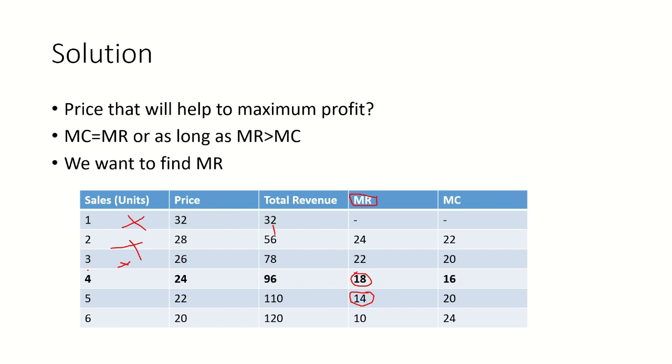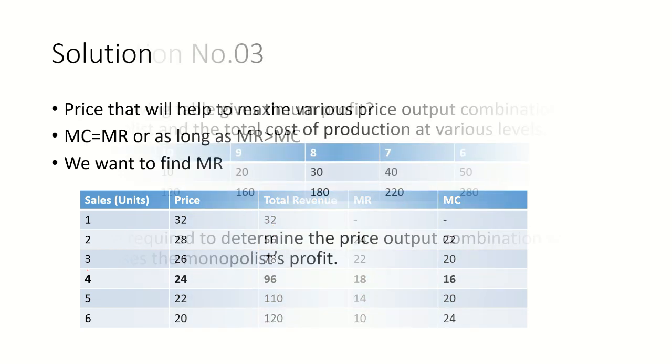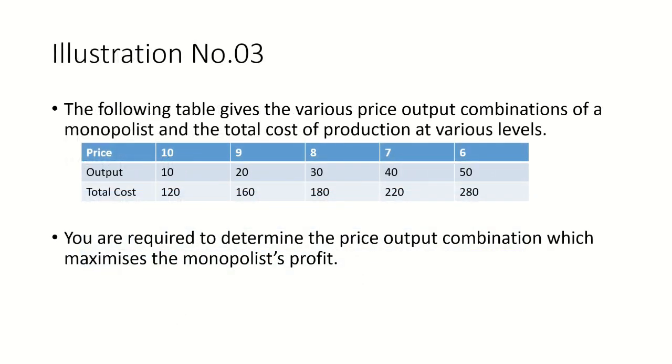Okay, so you want to comment at what price that will help to earn maximum profit. This is one of your assignments. And illustration number 3, here the following table gives the various price output combinations of a monopolist and the total cost of production at various levels. We want to determine the price output combination which maximizes the monopolist's profit. We want to find out the equilibrium level.